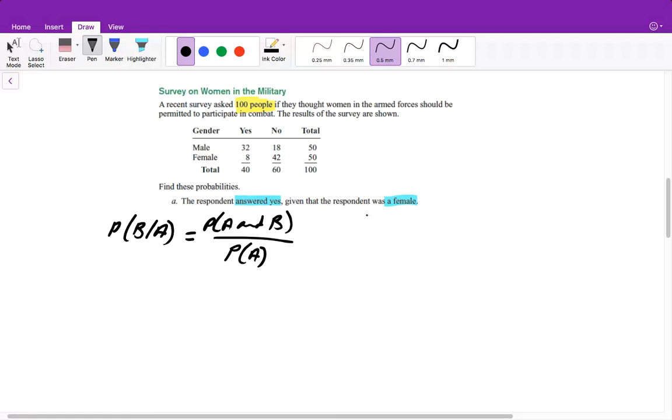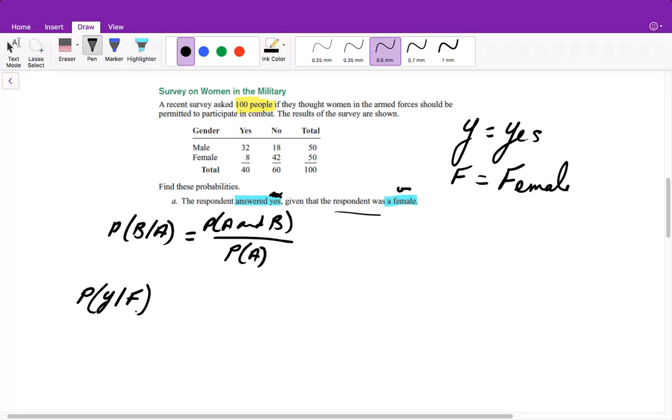So now we're going to rewrite these letters. Instead of A and B, we're going to come up with our own. Since they want us to find who says yes, given that they're female, I'm going to use Y for yes and F for female. The respondent answered yes, given that they were a female, so the female is the first event that takes place. So we write the probability of yes, given that they're female, equal to the probability of a female and yes, divided by the probability that they are a female. Let's use our chart to fill this in.